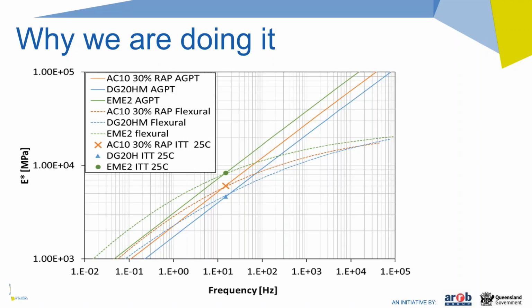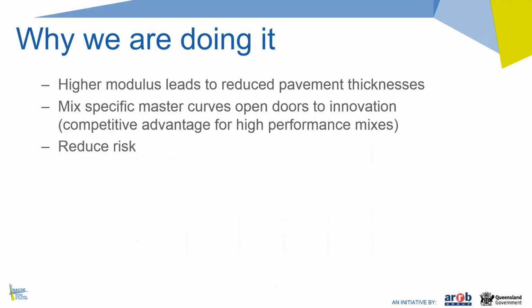And most importantly, on the left side of the graph, that is the high temperature, low load frequency space, we're getting higher moduli from the flexural modulus test than we're currently assuming under Austroads for all these mixes. And obviously a higher modulus at higher temperatures will lead to reduced pavement thicknesses. So that's a further benefit that we're getting out of doing this.